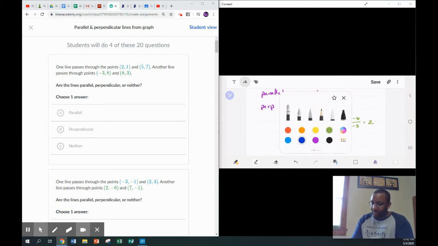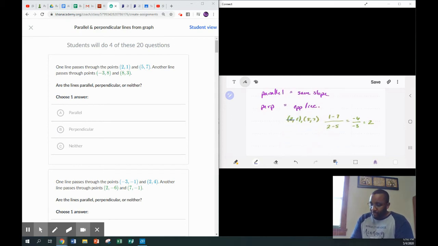So let's do a different color. The other ordered pair is (-3, 8) and (8, 3). And I already got a feeling I know what's going to happen here. So I can do 8 minus 3 on top, and -3 minus 8 on bottom. That gives me 5 over -11. So the problem is that they're not the same slope, and they're not even opposite reciprocal slopes either. They're neither. So my answer for that one would be neither.